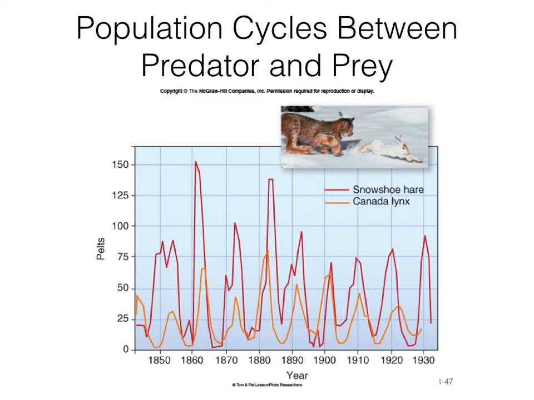This predator-prey oscillation is described mathematically as the Lotka-Volterra model, named for the scientists who developed it.